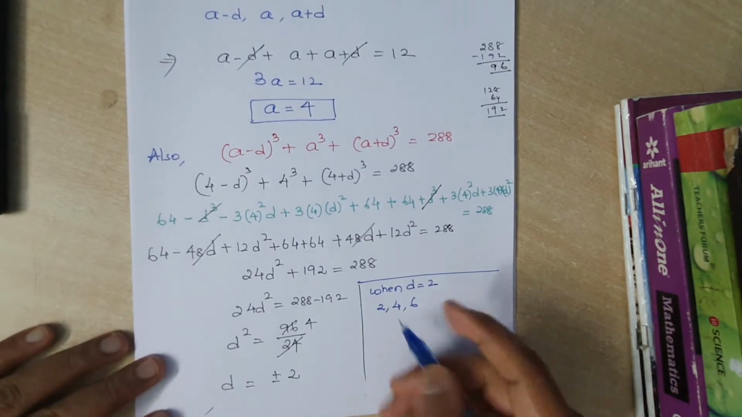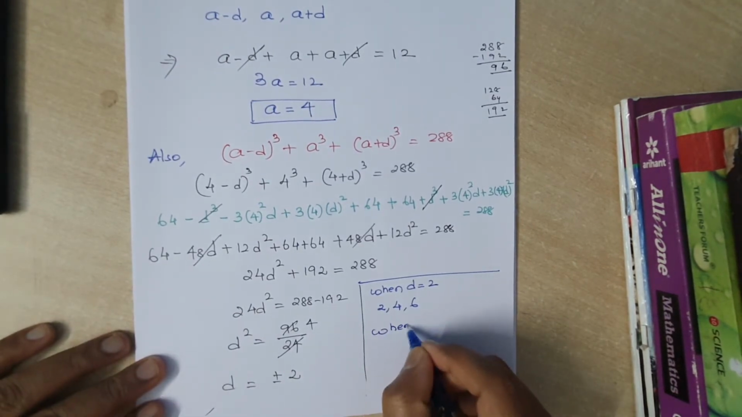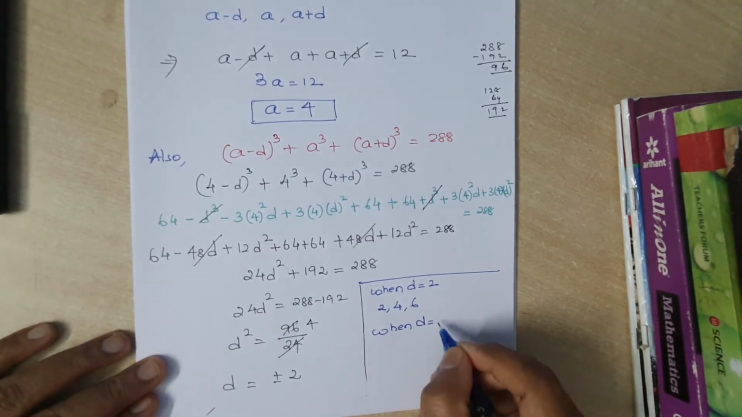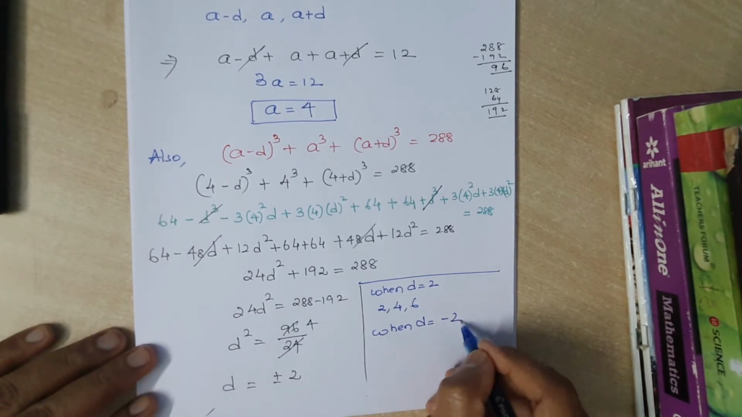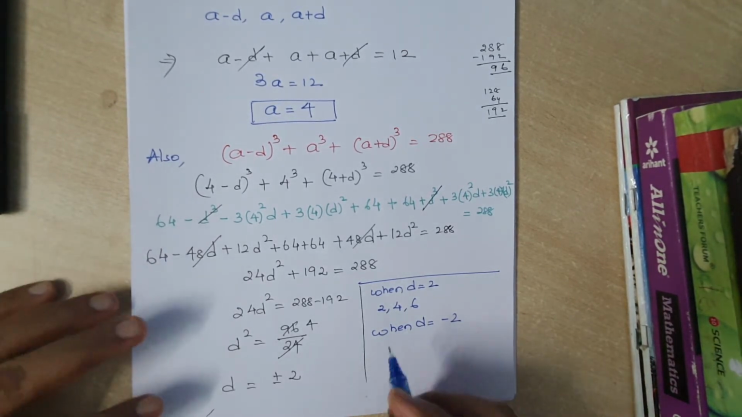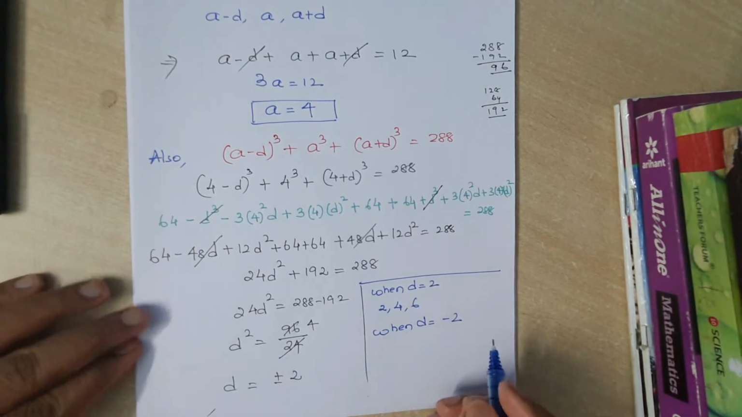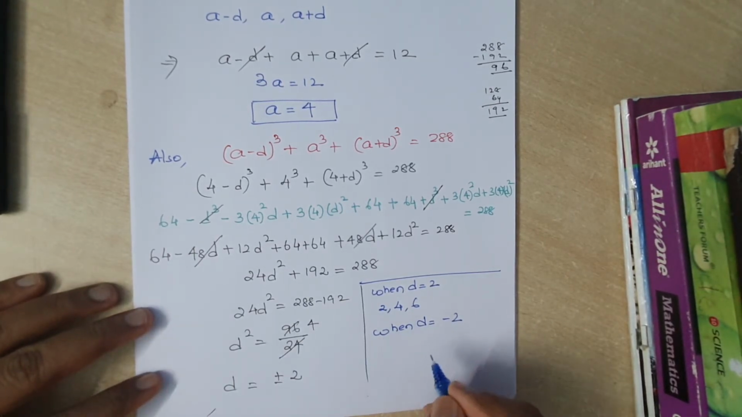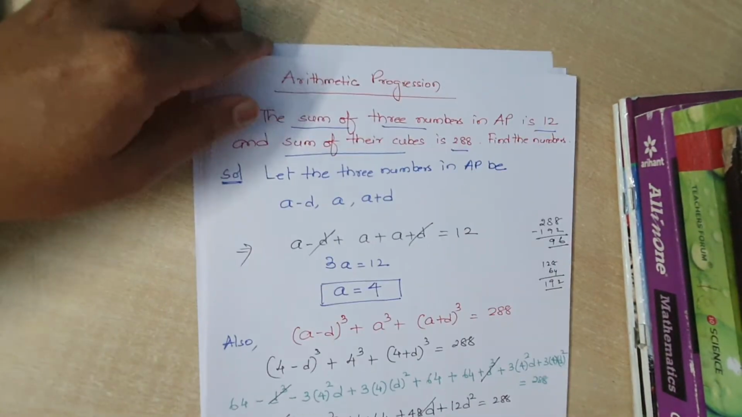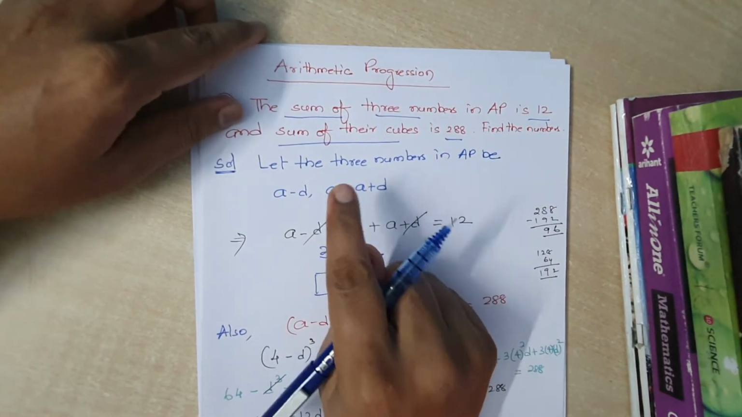When d is equal to minus 2, then put it here. Here it will be anyway 4.